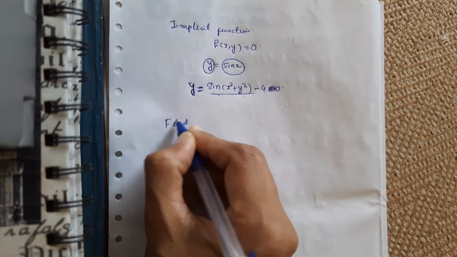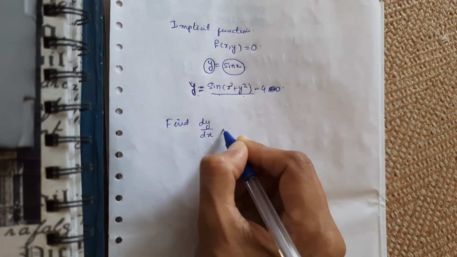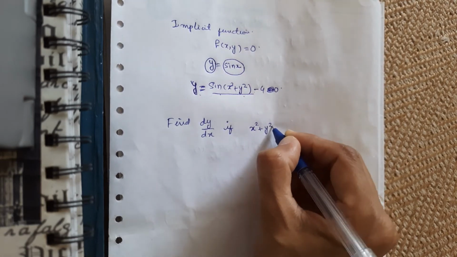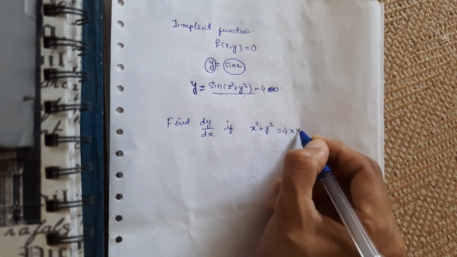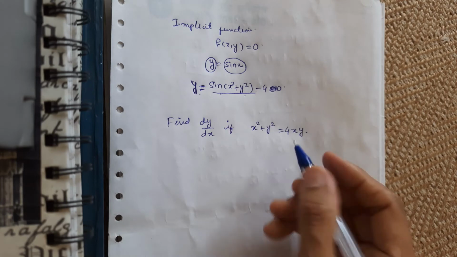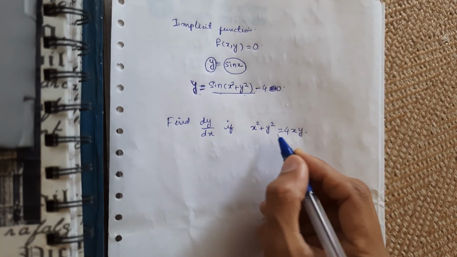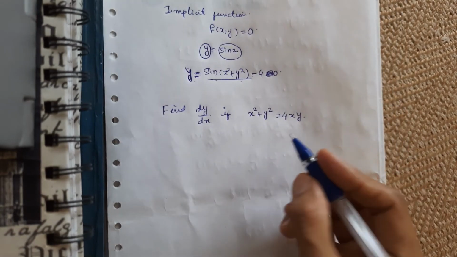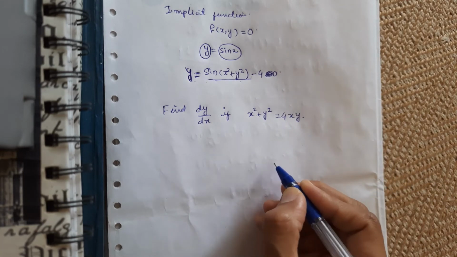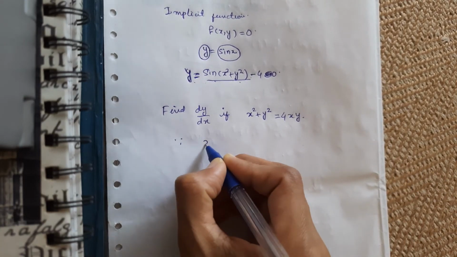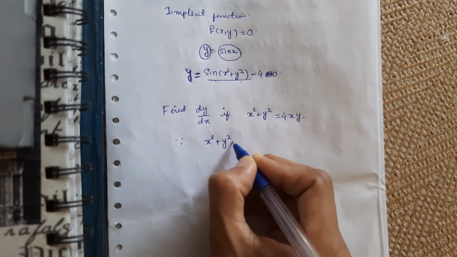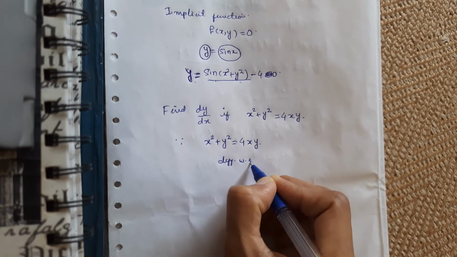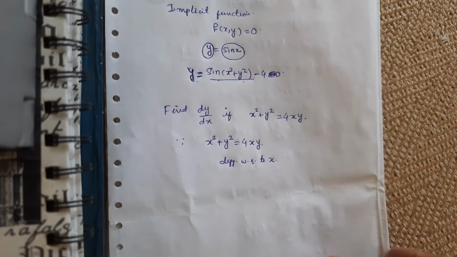Find dy by dx if x square plus y square is equal to 4xy. Okay, now here also it is very difficult to separate the x and y terms. So just observe the steps of how I am finding the derivative of an implicit function. Since the given function is x square plus y square equal to 4xy, differentiate with respect to x. Okay, directly take the derivative.